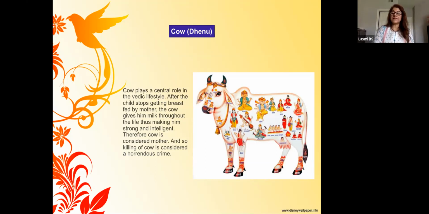And a lot of people kill cows, which is considered a crime. It's a very big crime because cow gives us milk. It's an important thing in our life.